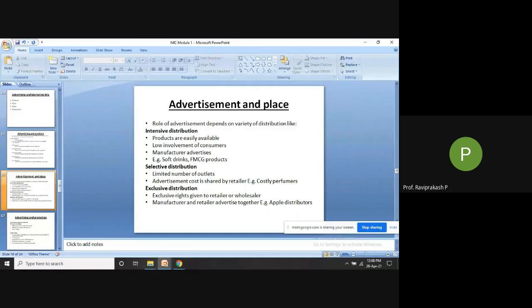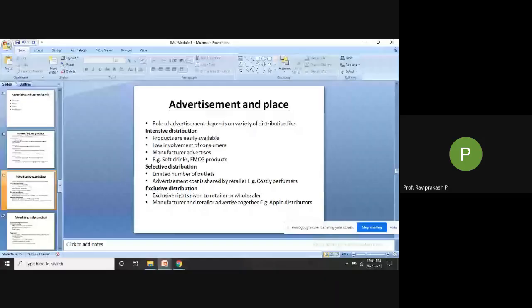For example, if you go to a hotel or any small pan shop, you can ask for cold drinks. Coca-Cola, Pepsi, Fanta, Slice, any one of these or multiple of these is available over there. So this is intensively distributed, so products are easily available, with low involvement of consumers. You go and ask for a thing, you get it, you drink and go. You don't want to choose, sit, and see what is the benefit of it. You are not doing all those things. Then the manufacturer advertises. I gave the example of soft drinks, FMCG products. All these things come under intensive distribution, so it is available abundantly in most of the places.